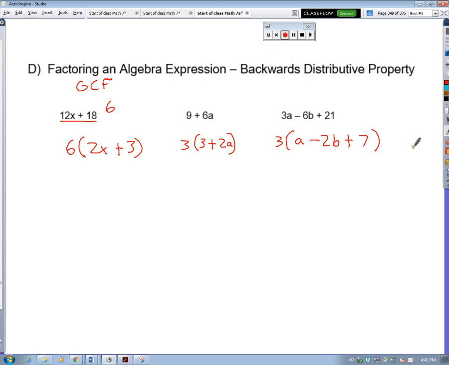Okay? There's your factoring. You're just pulling that number out. Backwards distributive property is what we have going on.